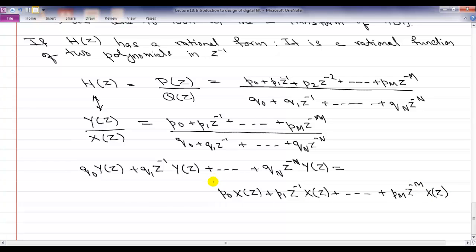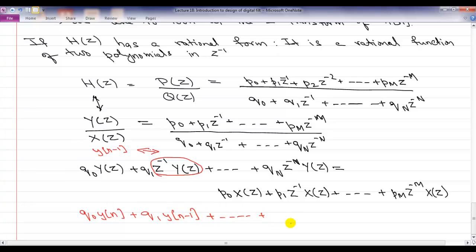And now you just remind yourselves, so now I just take the inverse z transform of this whole equation. I take the inverse z transform of left hand side and right hand side. So what is the z transform of Q0 y of z? That is simply Q0 y of n. Now remember the time shifting property. So what is the inverse z transform of z inverse y of z? That is y of n minus 1. Powers of z inverse, they just represent time shifting. Right? So I get Q1 y of n minus 1.